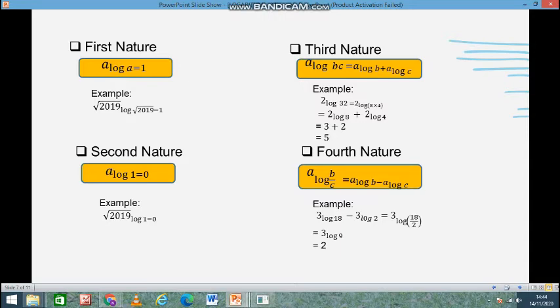Example: 3 log 18 minus 3 log 2 equals 3 log 18 divided by 2 equals 3 log 9 equals 2.